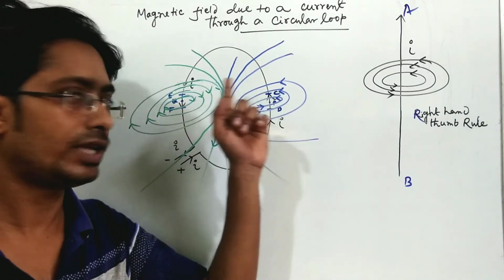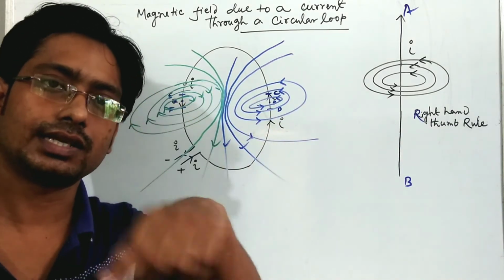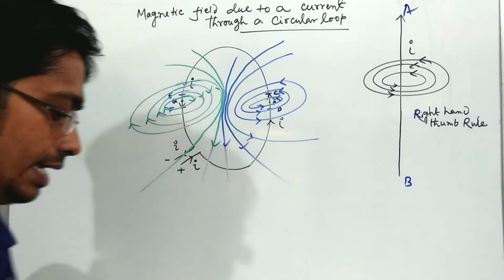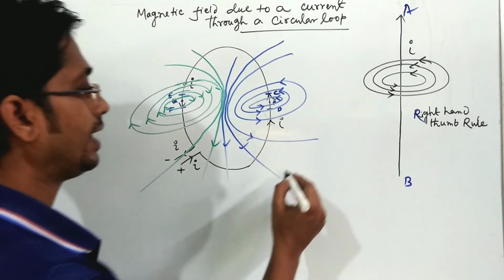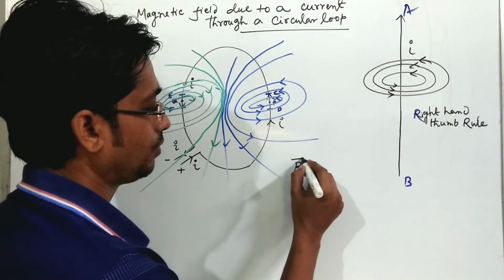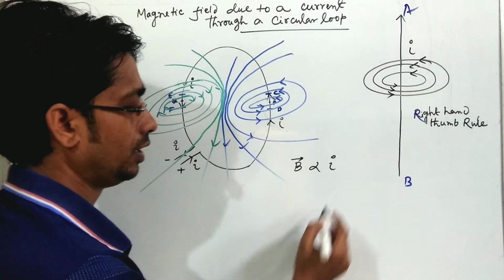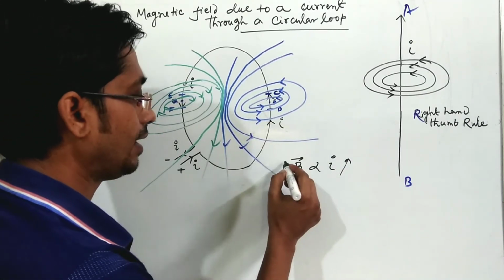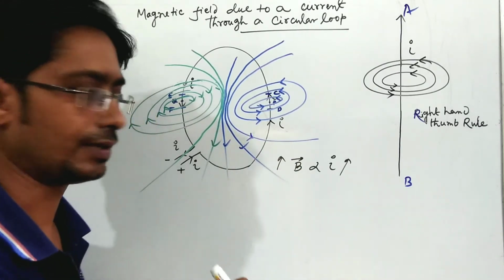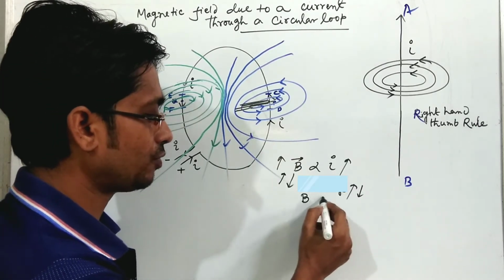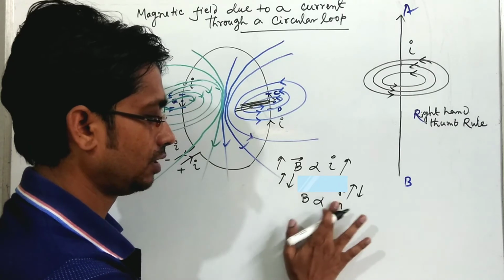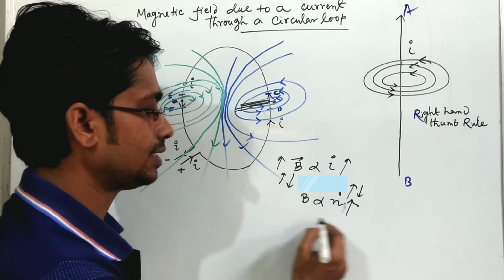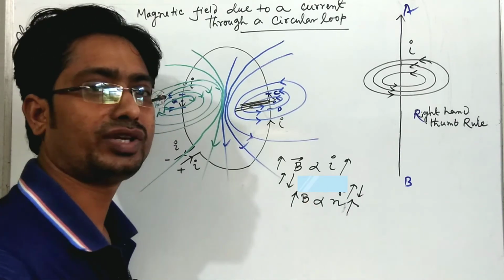So if we have taken one circle, one single turn, if we take n turns, then what will the magnetic field be? So again here we can write, magnetic field is proportional to current, we know. If we increase the amount of current from 1 ampere to 5 ampere, then the magnetic field also increases, and vice versa. And also here B is proportional to N. That means if the number of turns is increased, B will also be increased.